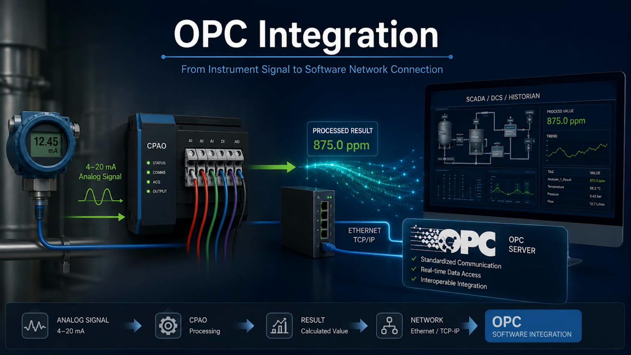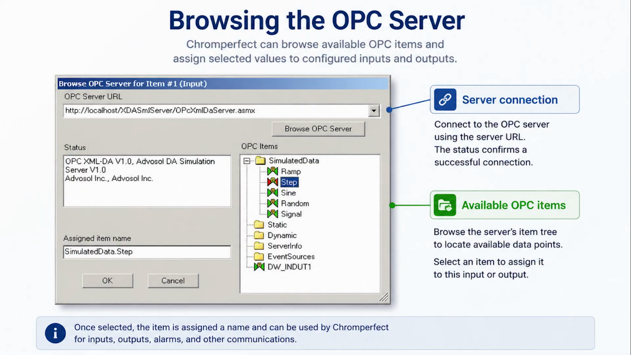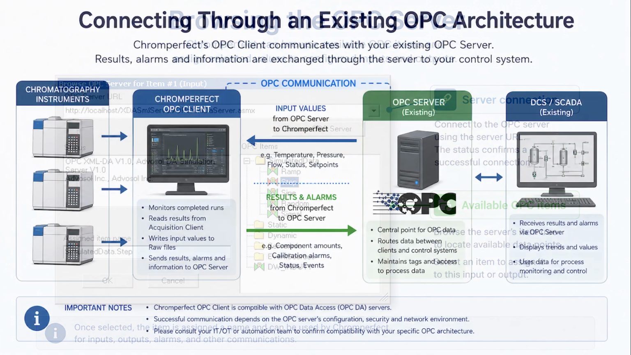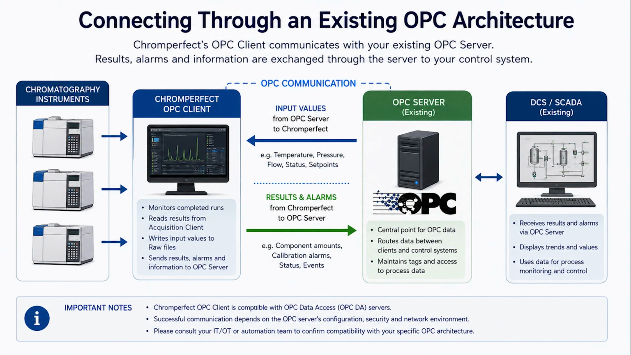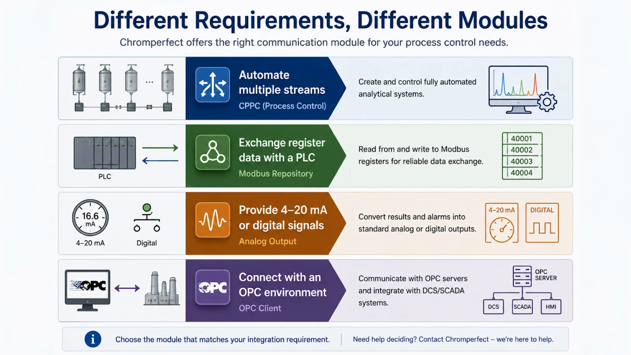The OPC client module follows a similar post-run approach. It can read an input value from an OPC server and store it in the raw file. It can send calculated component amounts, alarm states, and other reportable values to an OPC server. This can provide a route into an existing DCS or SCADA environment where OPC is already part of the plant architecture. The exact combination of modules depends on the application.